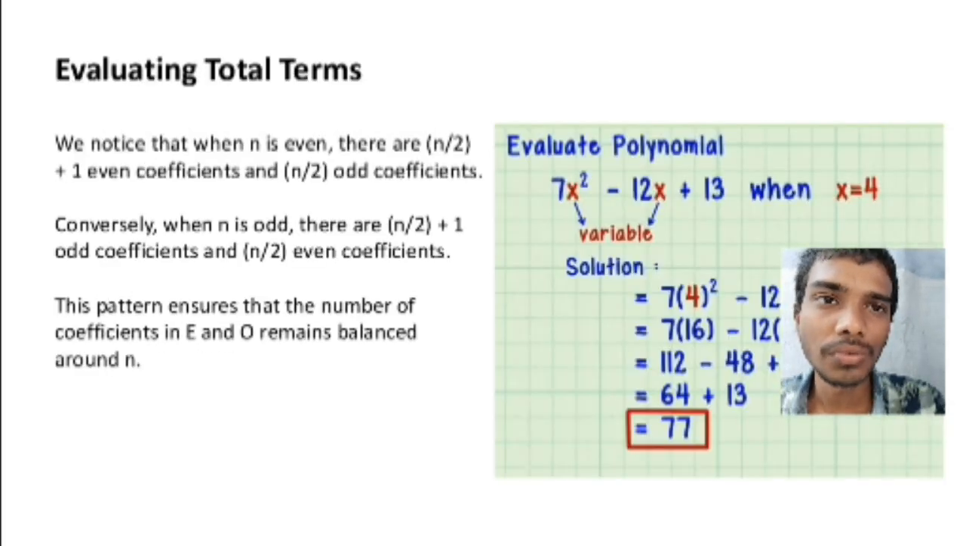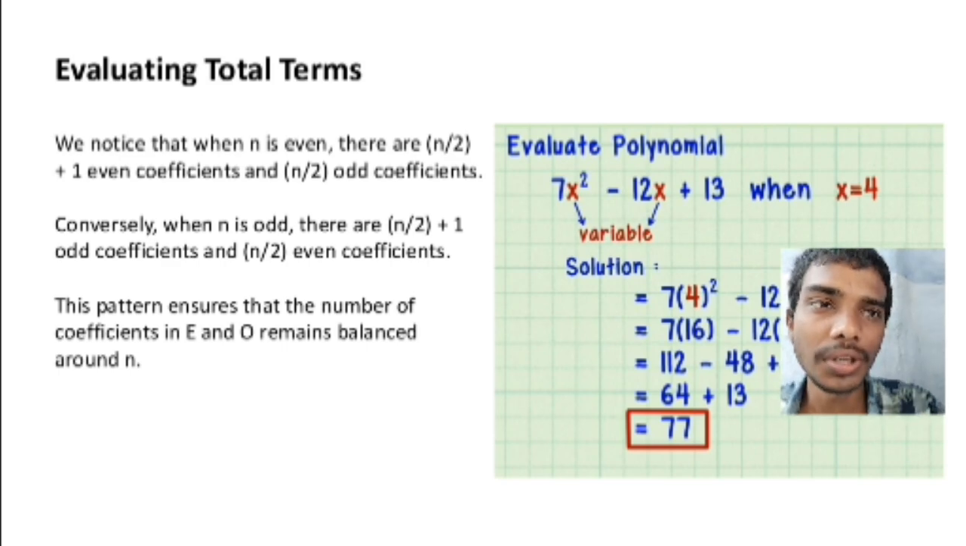Evaluation of total terms. We notice that when n is even, there are n by 2 plus 1 even coefficients and n by 2 odd coefficients. Conversely, when n is odd, there are n by 2 plus 1 odd coefficients and n by 2 even coefficients. This pattern ensures that the number of coefficients in E and O remains balanced around n.